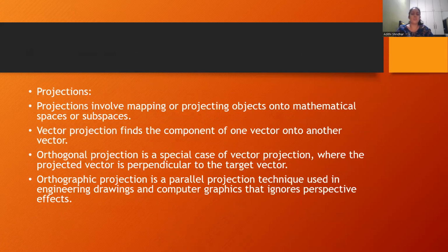Projections. Projections involve mapping or projecting objects onto mathematical spaces or subspaces. Vector projection finds the component of one vector onto another vector. Orthogonal projection is a special case of vector projection where the projected vector is perpendicular to the target vector.